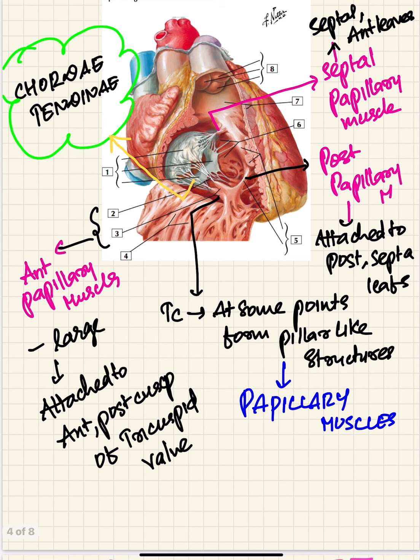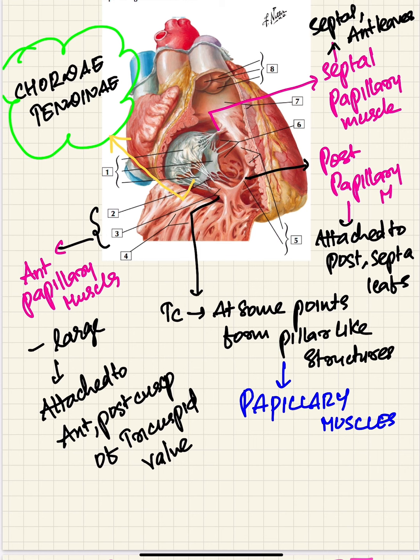At certain points, the trabeculae carneae get modified to form some pillar-like structures whose base is fixed and apex is free, that is attached to the valves of the tricuspid valve by means of the chordae tendineae. Its apex is free, the base is attached. The apex is attached to the valves of the tricuspid valve by means of the chordae tendineae.